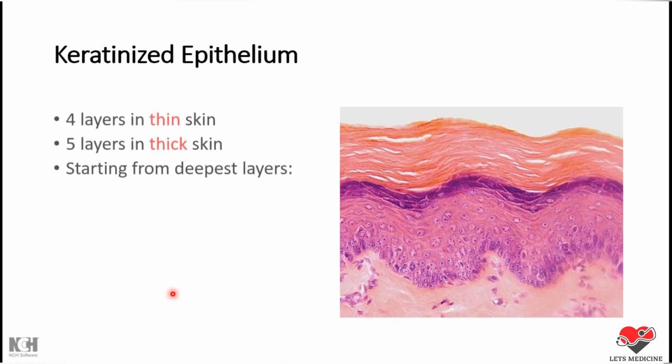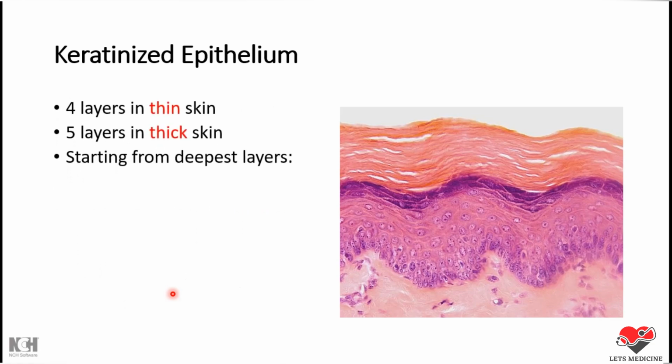Okay, so the number of layers in keratinized epithelium. Keratinized epithelium has a definite number of layers. It can have four layers or five layers depending upon the type of skin where it is present. In thin skin we have four layers, while in thick skin the keratinized epithelium is made up of five layers. So I hope you understand the difference between thick and thin skin. Thick skin is the one which is present in our palms and soles, while all other places the skin which is present is called thin skin.